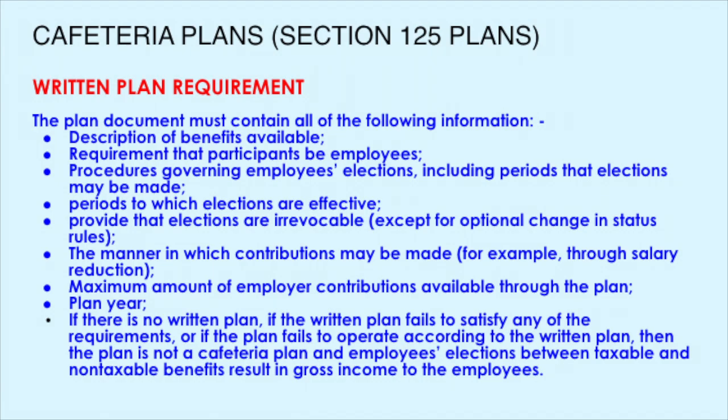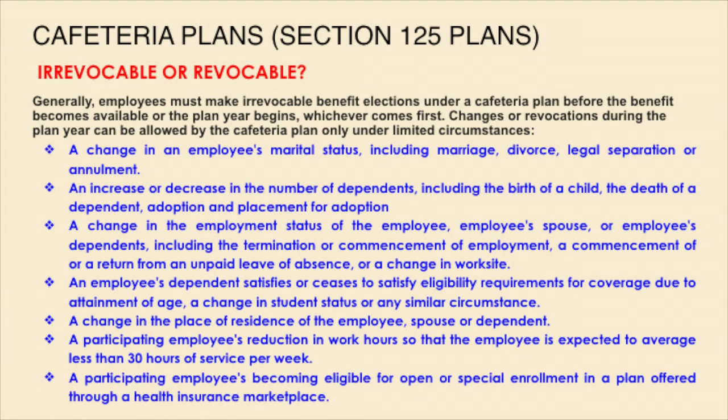The plan should also indicate the maximum amount of employer contributions available through the plan. It should indicate the plan year. And if there is no written plan, or if the plan fails to satisfy any of the above requirements, or if the plan fails to operate according to the written plan, then the plan is not considered a cafeteria plan, and the employee's election between taxable and non-taxable benefits results in gross income to the employees.